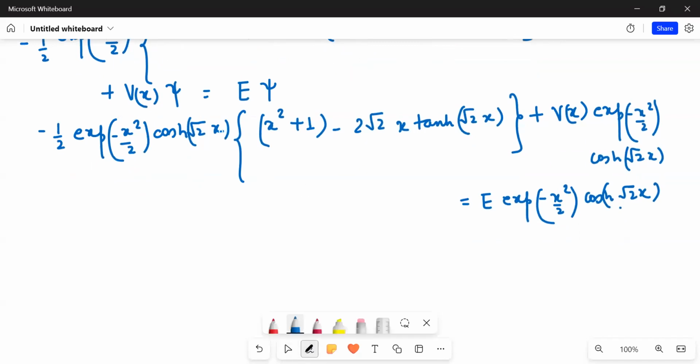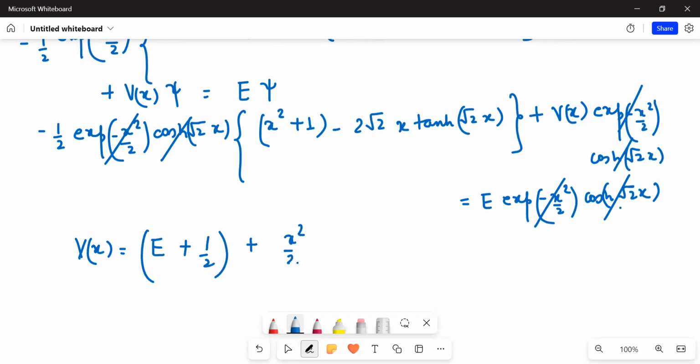Further, I can take all these commons and cancel them, and I want to find the form of the potential. So the form of the potential V(x) would be simply E plus half, minus x square by 2, plus root 2 times x tan hyperbolic root 2x.